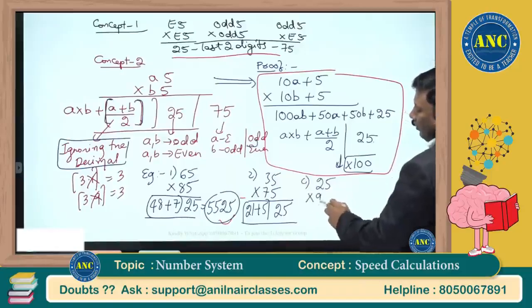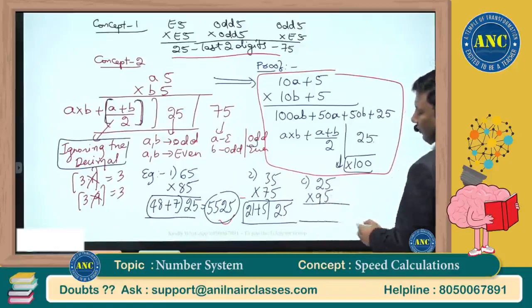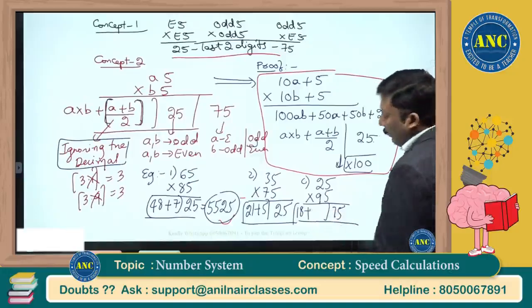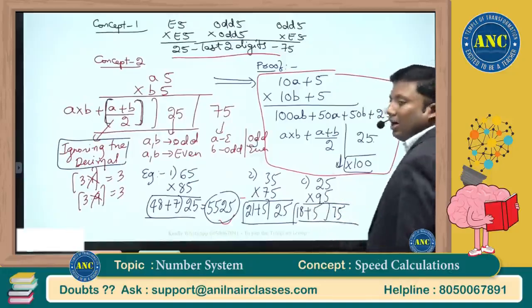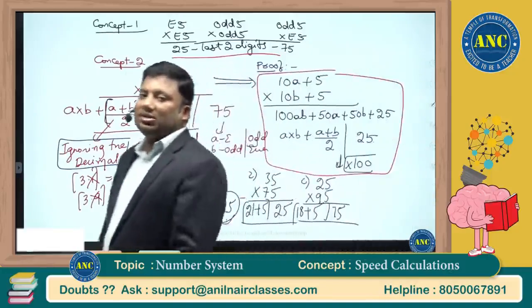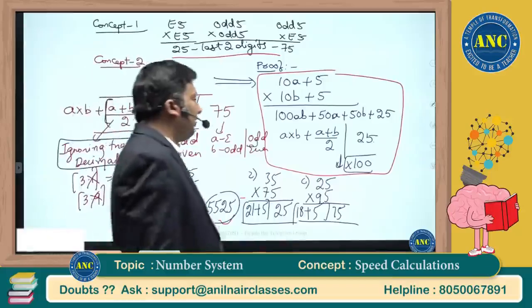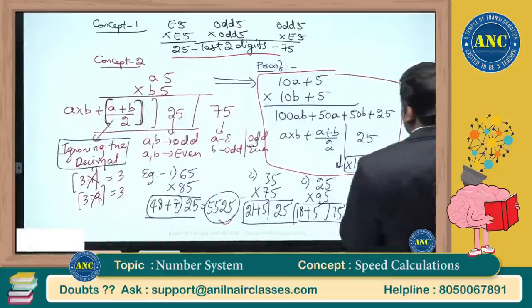If it is 25 into 95. These even, these odd: 75. 2 9s are 18. 2 plus 9 is 11. 11 by 2 is 5.5. Ignore the decimal. So it is 5. Answer is 2375.